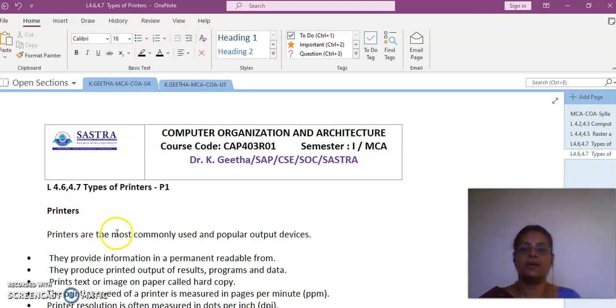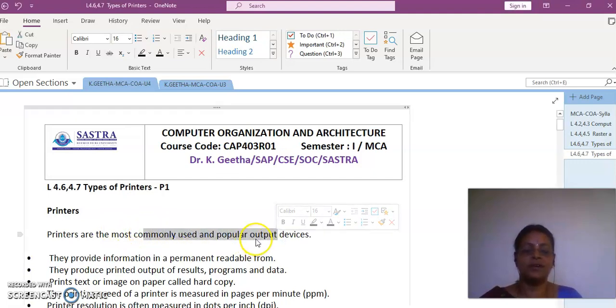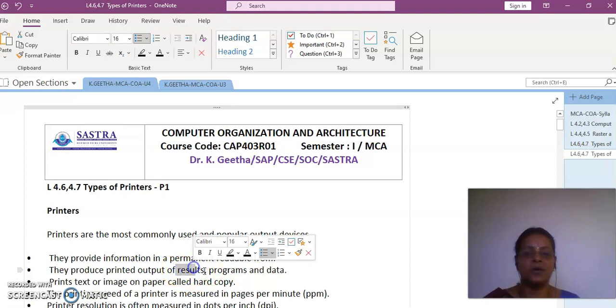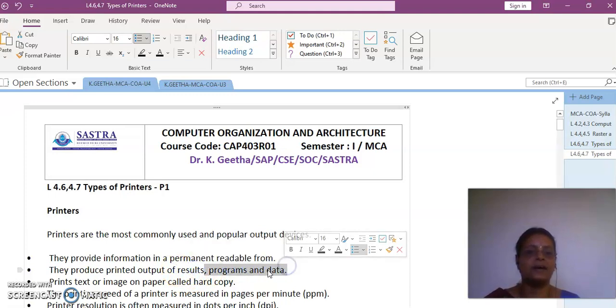Printers are the most commonly used, popular output devices. Whenever we want to take a printout, we will first refer to the display, and if we want to have it as a hard copy, we will always take a printout on the printer. So printers are helpful for us to provide a permanent readable output. We can keep it in a file and have it as a future reference. It's going to be a permanent output, and they produce a printed output of the results. Not only the results, we can also take the printout of the programs and the data, and it is also referred to as a hard copy.